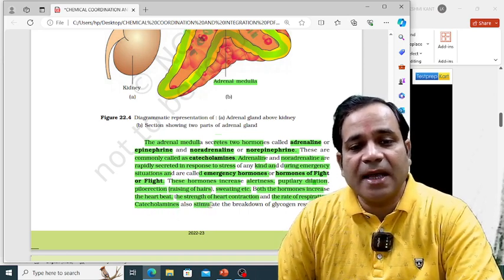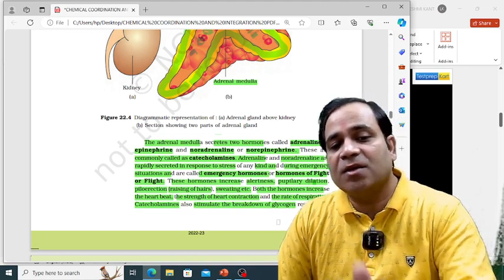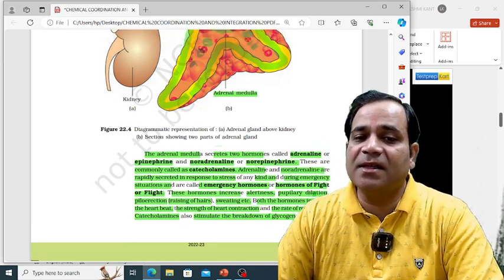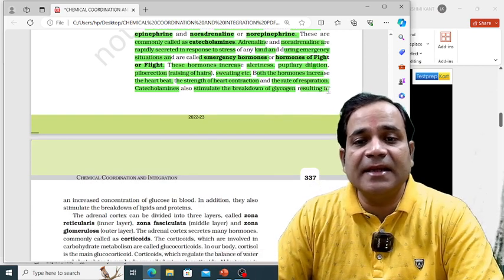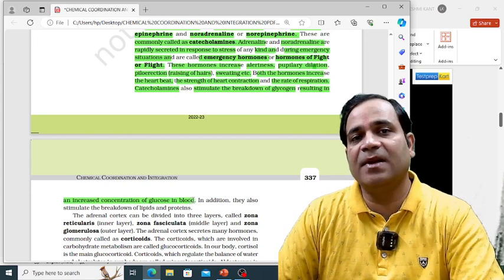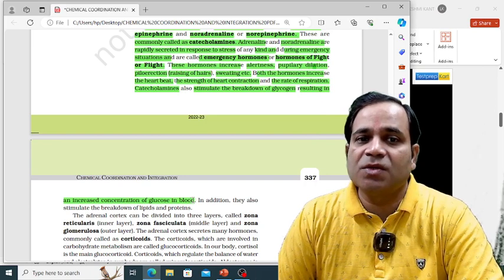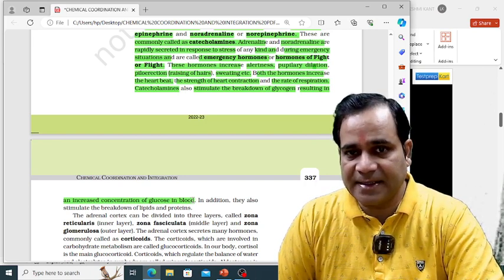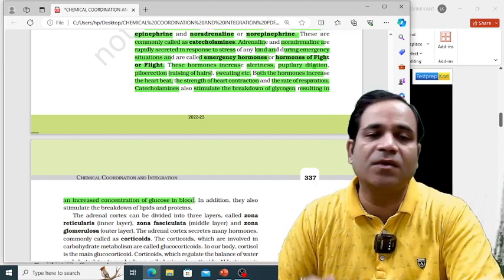Catecholamines also stimulate the breakdown of glycogen. And the breakdown of glycogen results in what? An increased concentration of glucose in the blood. So once the breakdown of glycogen takes place, it results in increased concentration of glucose in the blood.